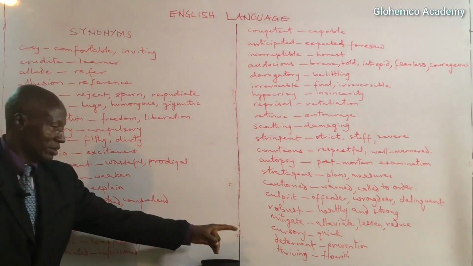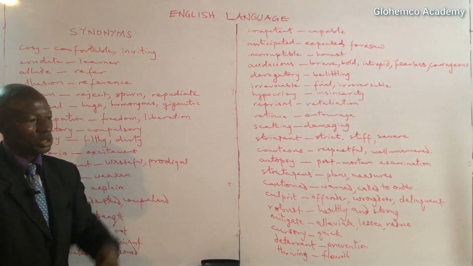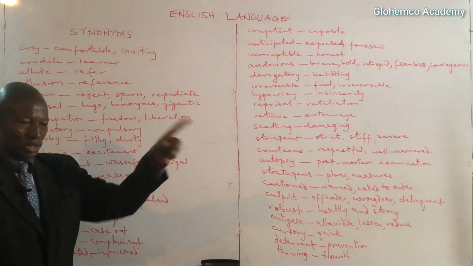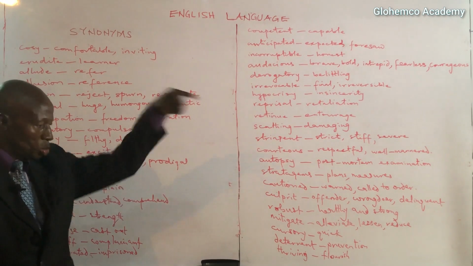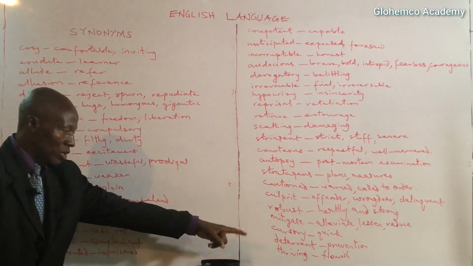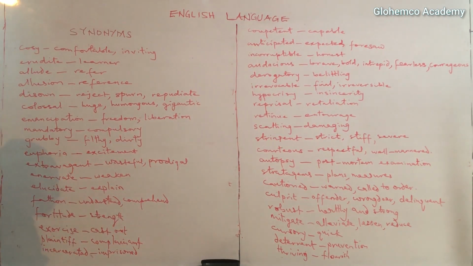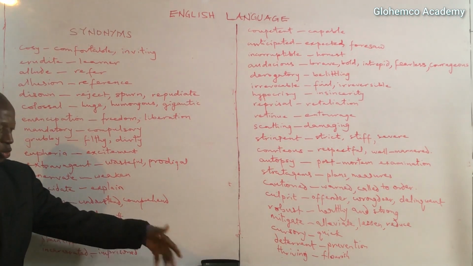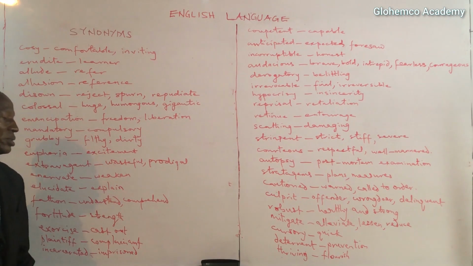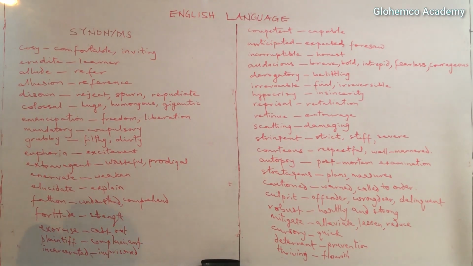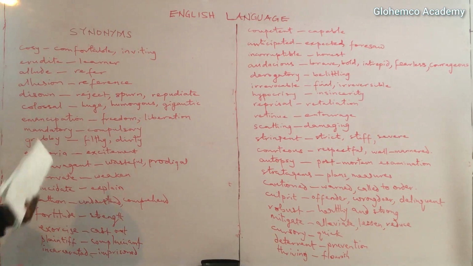Then we have deterrent. So that man has to be punished in order to serve as deterrent to others who may want to do the same thing. All right. Then we look at the next one, thriving. Very simple. Thriving simply means flourish. Now, I hope your business is thriving. Yeah, we thank God and all that. So it means it's going on fine. So that's what is meant by thriving. Flourish. Thank you. Let's continue.